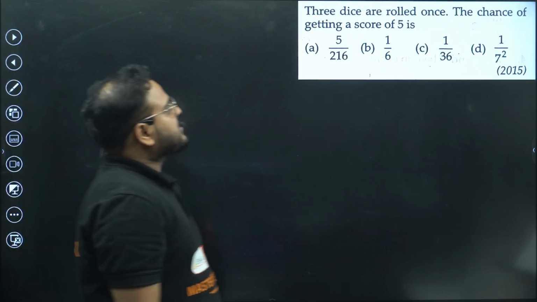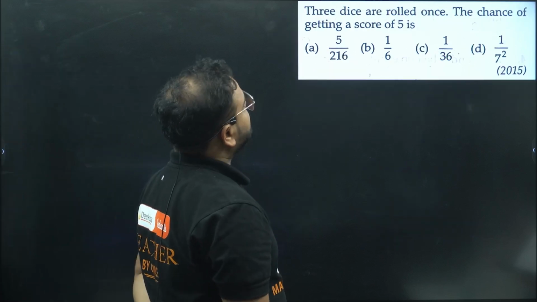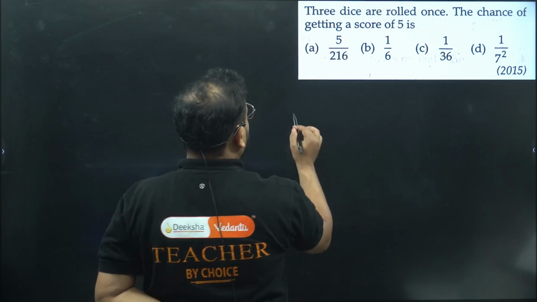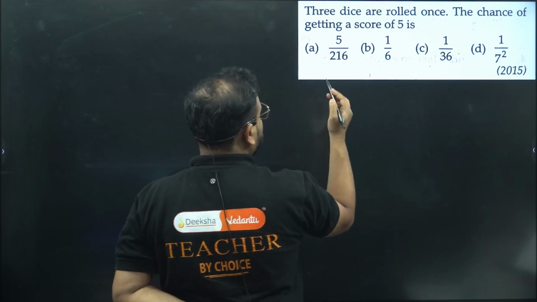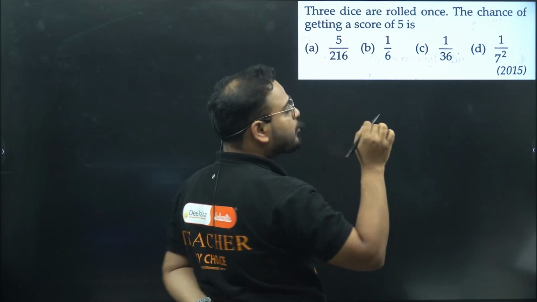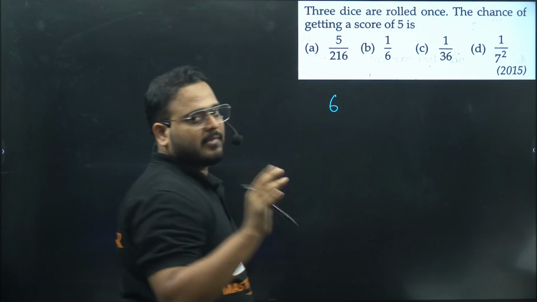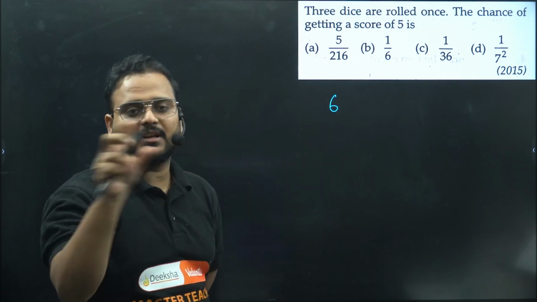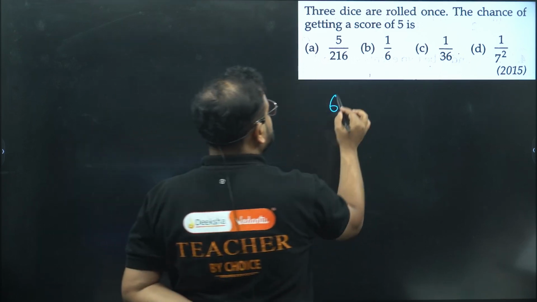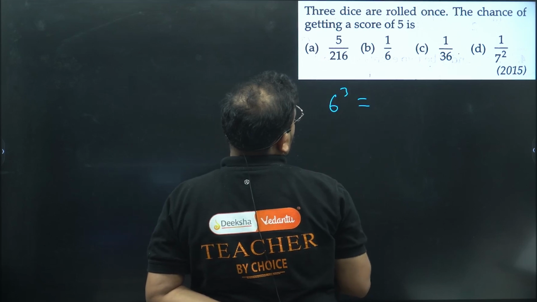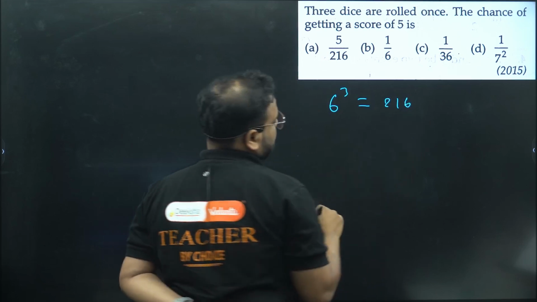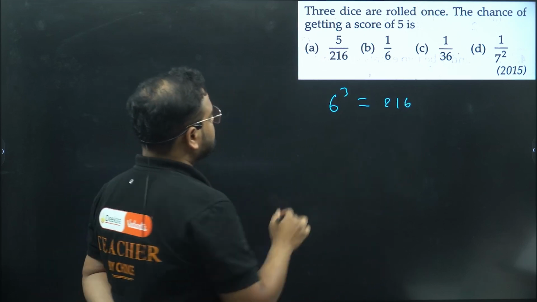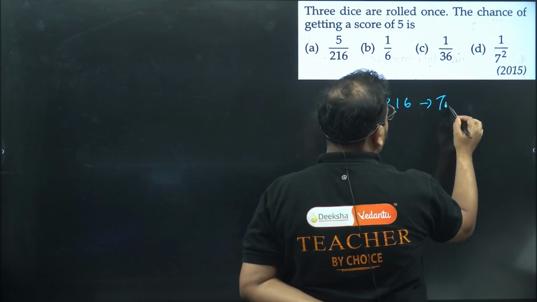What we have next? Three dice are rolled once. The chances of getting a score of 5. With three dice, I can get 5 basically. First of all, let's find the total. In one event, we are getting a total of 6 conditions. If I toss only one die, I get 6 outcomes. I have total 3 dice, means 6 power 3. The answer will become 216, correct? This is the total outcomes.